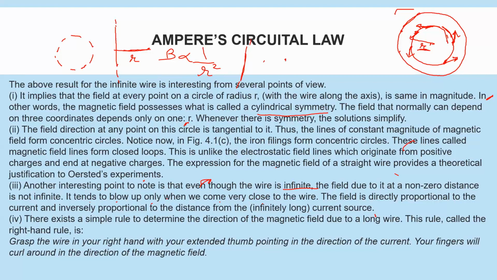There exists a simple rule to determine the direction of the magnetic field due to a long wire. This rule is called the right hand rule. If this is your wire, and you are holding it in your right hand with your thumb in the direction of the current, suppose the current is flowing along the wire in the upward direction, then the fingers are going to point in the direction of the magnetic field. Your fingers are going to curl in the direction of the magnetic field.